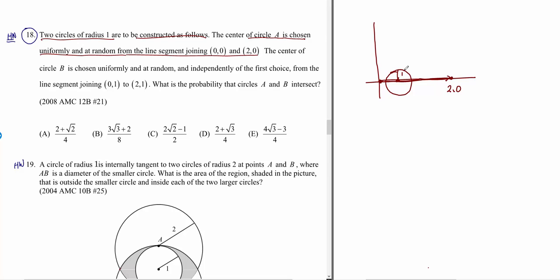Okay, we have another circle, identical, the same size, and it can be chosen on the line from (0, 1) to (2, 1). This is 0, 1, right? And this is 2, 1. Another circle moves up here, so they can be tangent. The radius is also 1. I'm going to draw one more time. This is 2. The circle looks like this, radius 1.